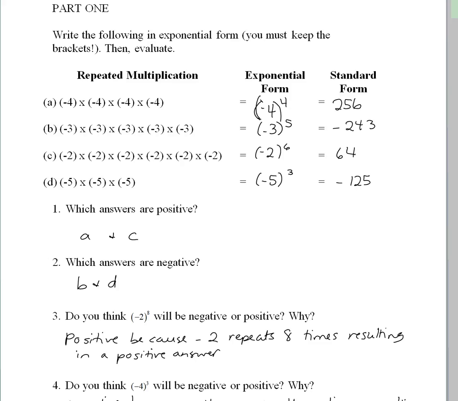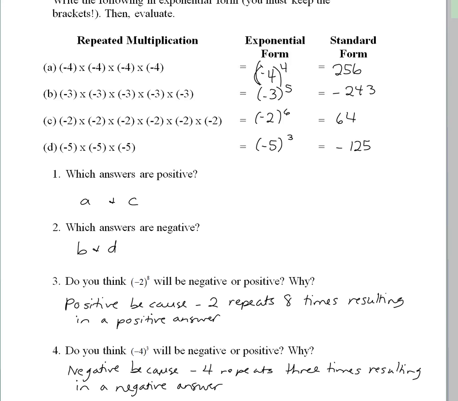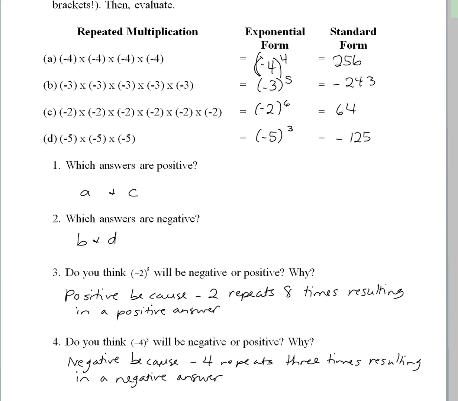If you look at the next one that asks you to predict, what about -4 to the 3? Well, in this case, it would be -4 times -4 times -4. So that negative is going to repeat 3 times, and when a negative repeats an odd number of times, your answer is going to be negative. So then if you look up here and think, okay, let's see if I can figure out a rule: when my exponents are odd, it looks like I'm getting negative answers, and when my exponents are even, it looks like I'm getting positive answers.